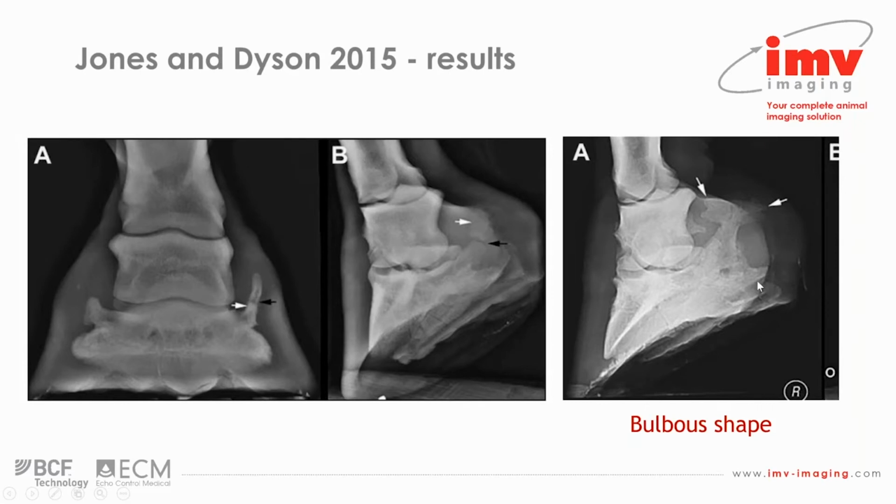Similarly, I put this image in. We identified some abnormal shapes of ossified ungular cartilages, including this tree or bulbous shape. And the presence of this shape was significantly associated with cartilages which had modelling or adaptive changes which were clinically significant. Again, this shape was only identified in the respective flexed oblique view.